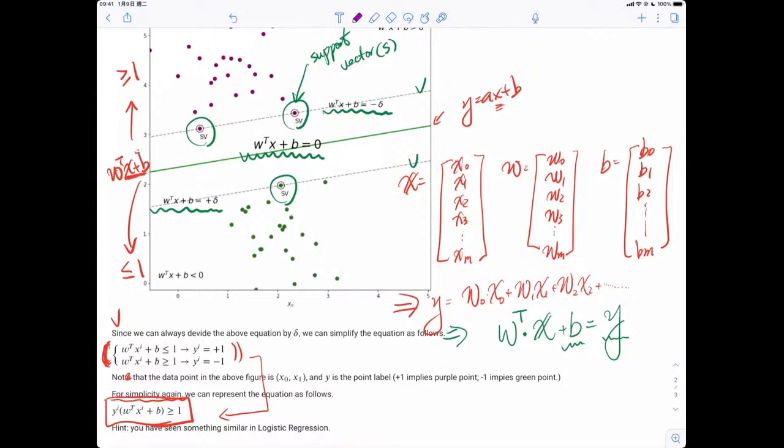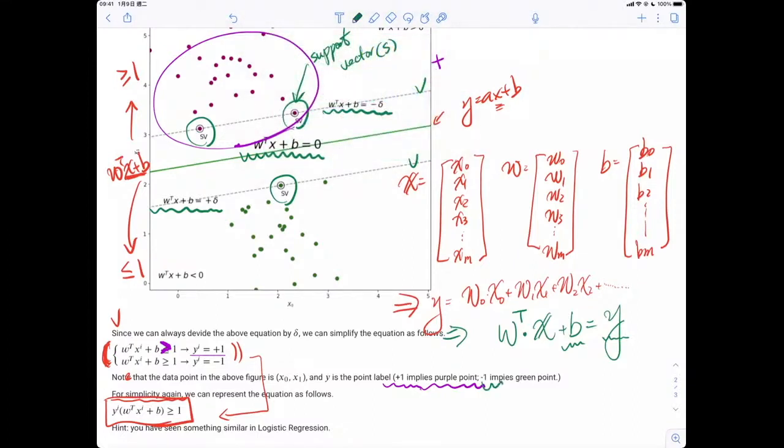Okay. Some student says, since we said plus one means purple point, so the purple point is right here, right? So that is the plus part. So this equation, since we say yi equals plus 1, then this equation should be larger than 1. So that fits the definition.